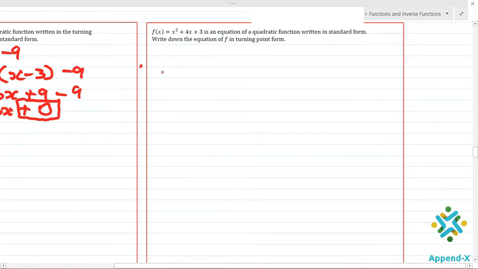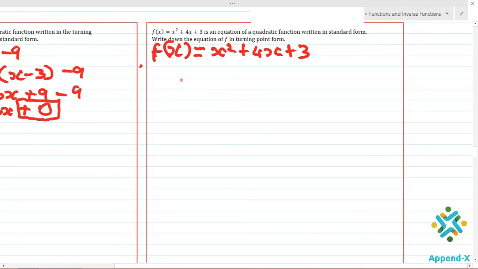The second question says f of x is equal to x squared plus 4x plus 3 is an equation of a quadratic function written in standard form, and we are required to write down the equation of f in turning point form. Now the given equation of f in standard form is f of x is equal to x squared plus 4x plus 3.